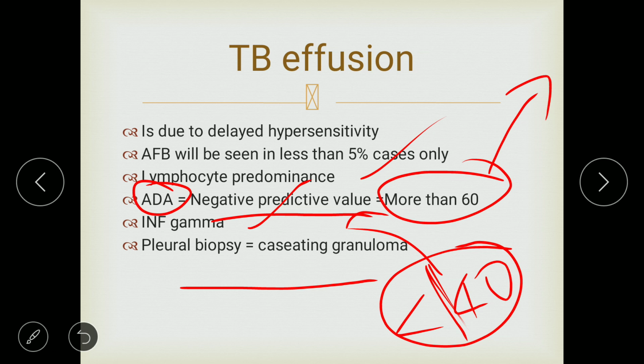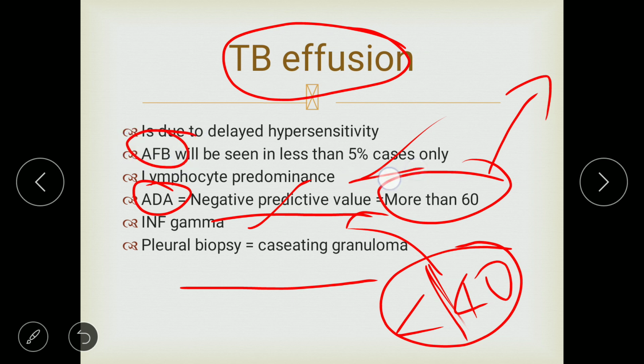Kindly note, the effusion in tuberculosis is not due to the AFB entering into the pleural cavity. So AFB will be seen in less than 5% of the cases.